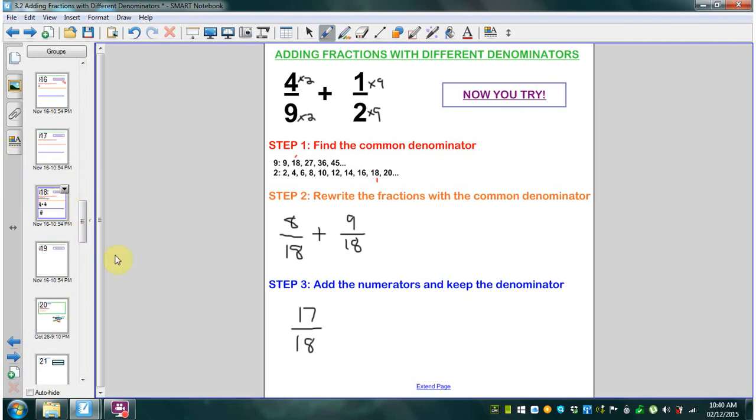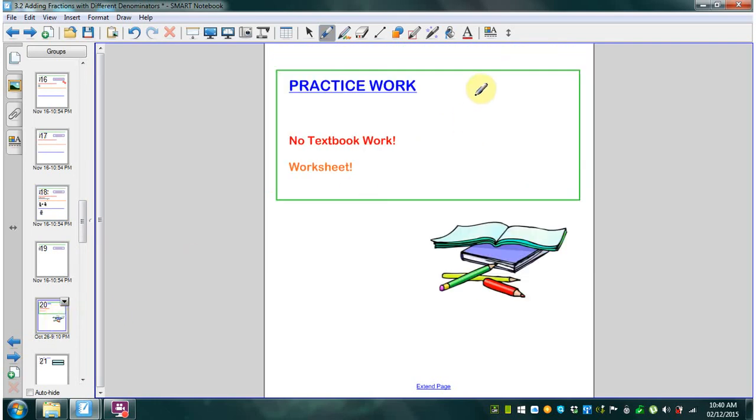Okay, now I want you guys to do your worksheet. That's our lesson on adding fractions with different denominators. We're going to do a lot of practice with this. So good luck with the worksheet. I hope you enjoyed this lesson. If you have any questions, let me know. Do not be afraid to ask questions about the videos if you're finding the topic difficult. Okay, so good luck with the worksheet.